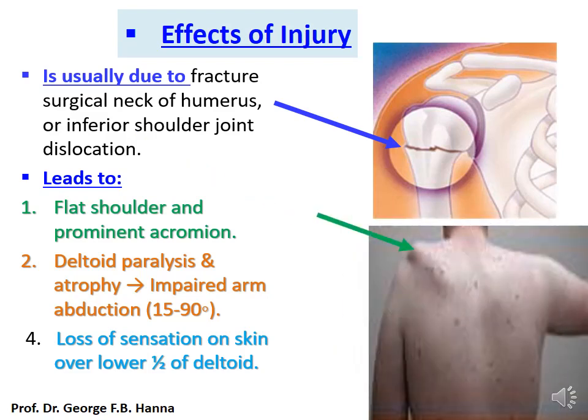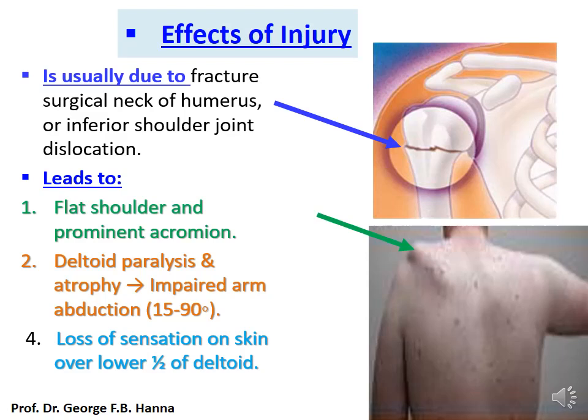Now you have here flat shoulder and the prominent acromion. Why? Because there is deltoid paralysis. You know that deltoid muscle gives the shoulder its rounded contour. Now deltoid muscle is paralyzed, so there is wasting of deltoid muscle. So the bony prominences, namely acromion, will be prominent, and the shoulder will lose its rounded contour, meaning flat shoulder. As you can see the arrow here in green corresponding to the letters in green.